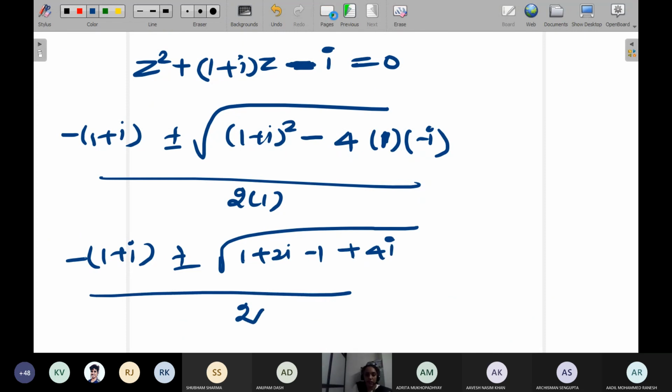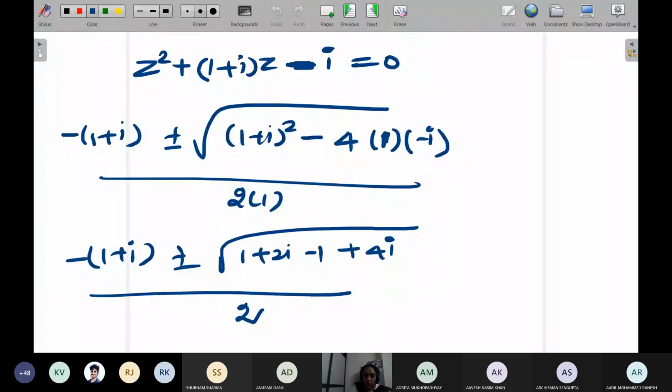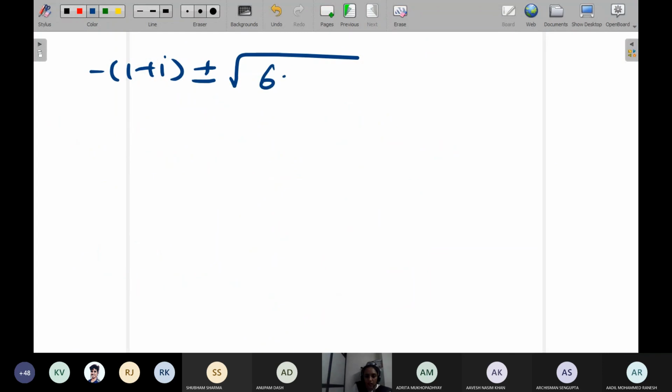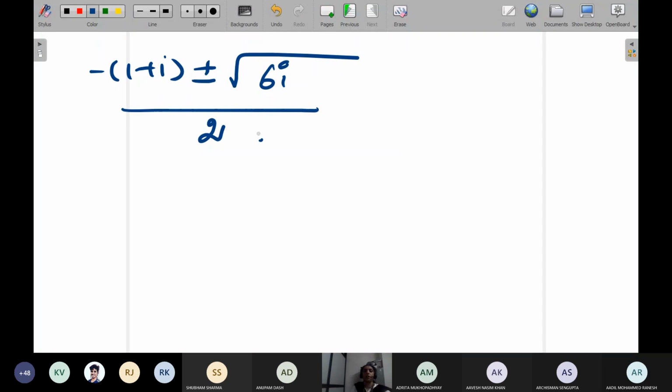Simplify this. You get minus of (1 plus i) plus or minus square root of how much? Plus 1 minus 1 will be getting cancelled. You'll get 6i, 6i divided by 2. That's all. You can leave it as such. If it is getting simplified, you simplify. Otherwise, these are your invariant points.